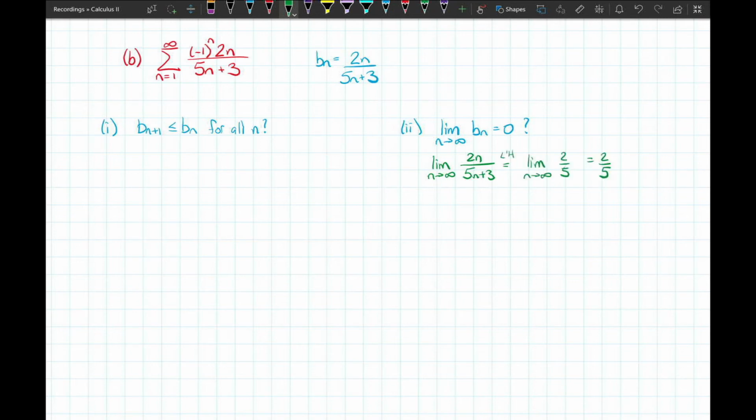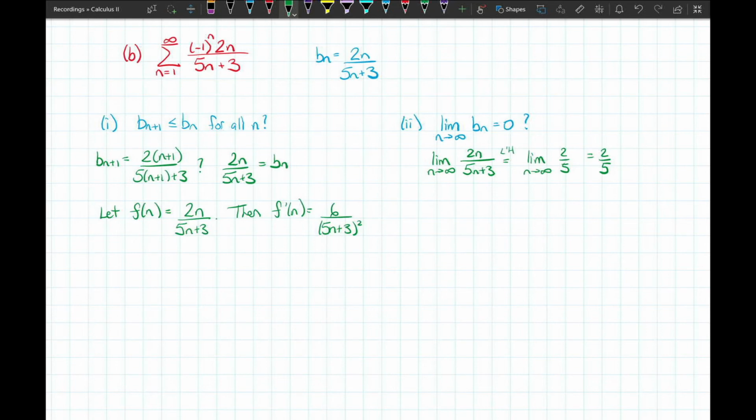So right away, this is already failing our alternating series test. That's not enough to know it's divergent. Showing that this doesn't satisfy that first criteria is a little bit trickier. bn plus 1 is the expression 2 times n plus 1 over 5 times n plus 1 plus 3. Trying to make a comparison between that and bn, which is just the good old 2n over 5n plus 3, is a little bit tricky since we're adding a value to both the numerator and the denominator. When we have a comparison that's very tricky like that, one thing you can do is turn this into a function and determine if the function is increasing or decreasing by taking a look at its derivative. If we let f of n equal 2n over 5n plus 3, then using the quotient rule and simplifying, the derivative would be 6 over 5n plus 3 squared, which you'll notice is always positive, so it's actually an increasing function. That means that bn plus 1 is greater than bn.